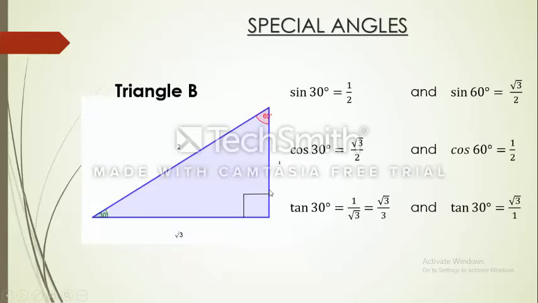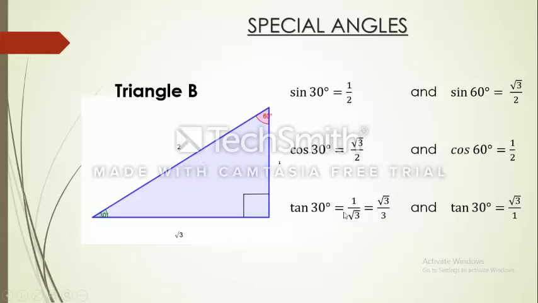Triangle B, I still have my right angle triangle, but I've got two special angles, 30 degrees right here and 60 degrees that side. My sides, I've got this side which is 1 unit and the hypotenuse is 2 units, and if we use the Pythagoras theorem we find that this side becomes square root of 3. This being the case, sine 30 is 1 over 2, which is opposite over hypotenuse. Cos 30 is square root of 3 over 2, which is adjacent over the hypotenuse.